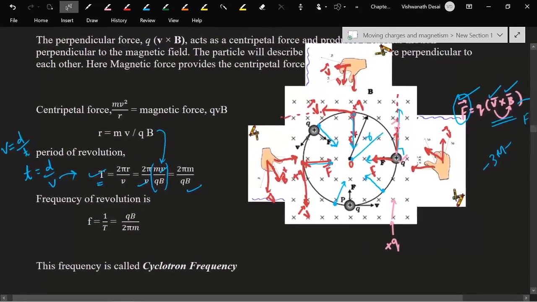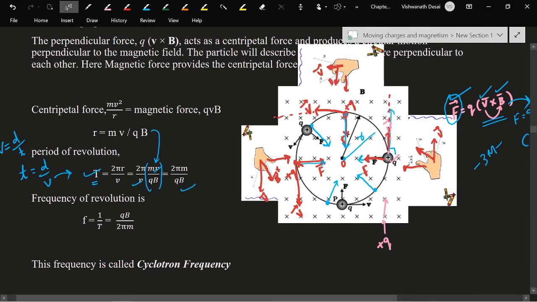Okay. Once you get the time period, it is easy to calculate the frequency. You know the relation between frequency and time period. Frequency is equal to the reciprocal of the time period. So you just take the reciprocal of this relation and write it here: q B divided by 2 pi m. So the frequency of revolution of the charged particle is nothing but the cyclotron frequency. The name is called cyclotron frequency.